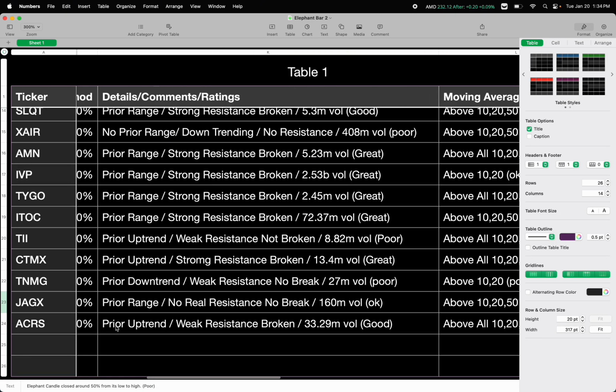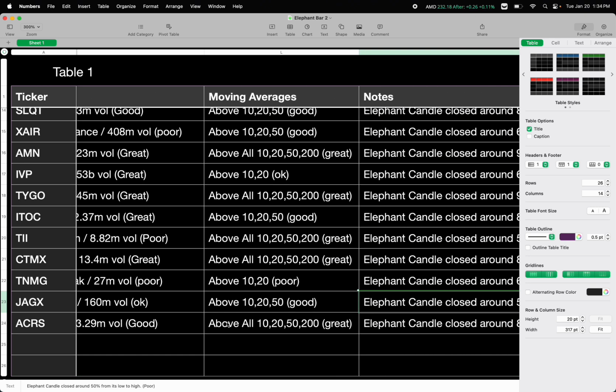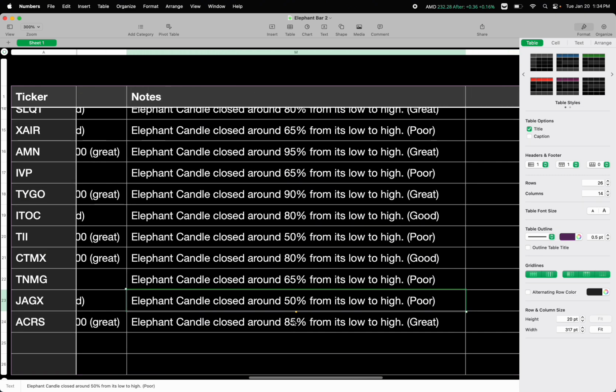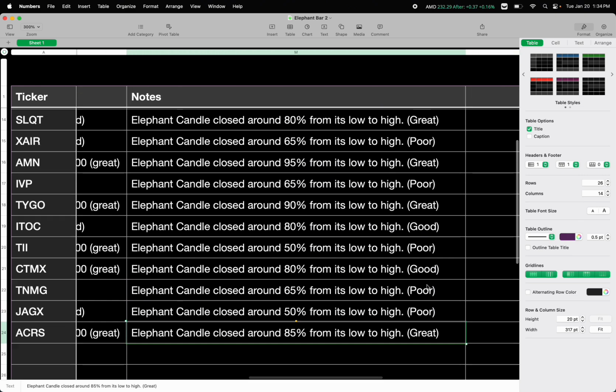Again, prior uptrend, so we're in an uptrend, so that's good. Weak resistance, but it's still broken. 330 volume, that's good. Moving averages, the price is above all of them, so that's really, really good. The elephant candle closed above the 85% mark, so that's great. So that's really what I'm looking for.